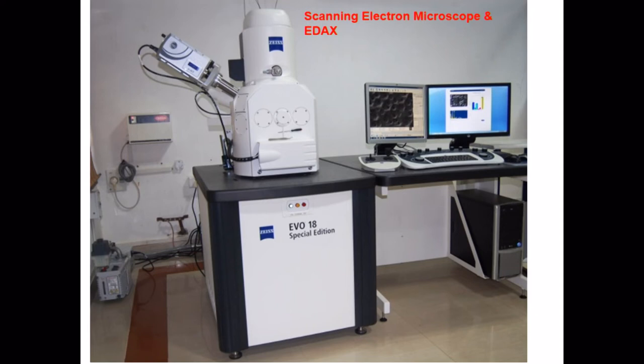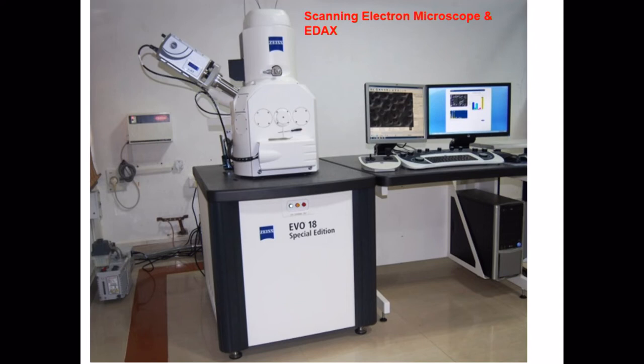And also we can have elemental identification of whatever material you put in. Not only can you see the surface, you can see what compositions and elements are present in the material using EDAX analysis. And you can also map how they are distributed within the surface. The whole area of the surface, what the elements are and how they are distributed, we can find with EDAX mapping.